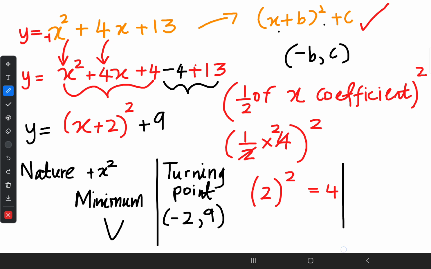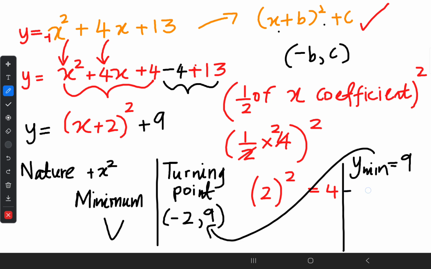Thirdly, you need to find the y minimum. Since it is a minimum point, we can find the y minimum point of this function. Y minimum would be its y value. What would it be? It is 9. Directly we can write it as y minimum as c. Since the c value is 9, it should be 9.